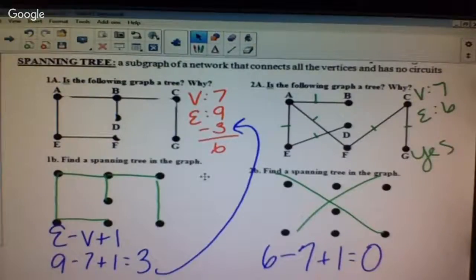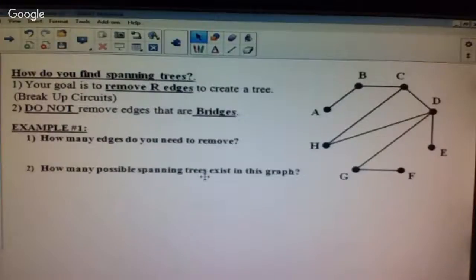Questions? All right. So how do you find a spanning tree? Your job is to first figure out how many you need to remove. And then look at number 2. Do not remove any edges that are bridges. You don't ever want to separate and disconnect your graph. So that means I cannot get rid of A to B. I can't get rid of B to C. I can't get rid of D to E or D to G or G to F.